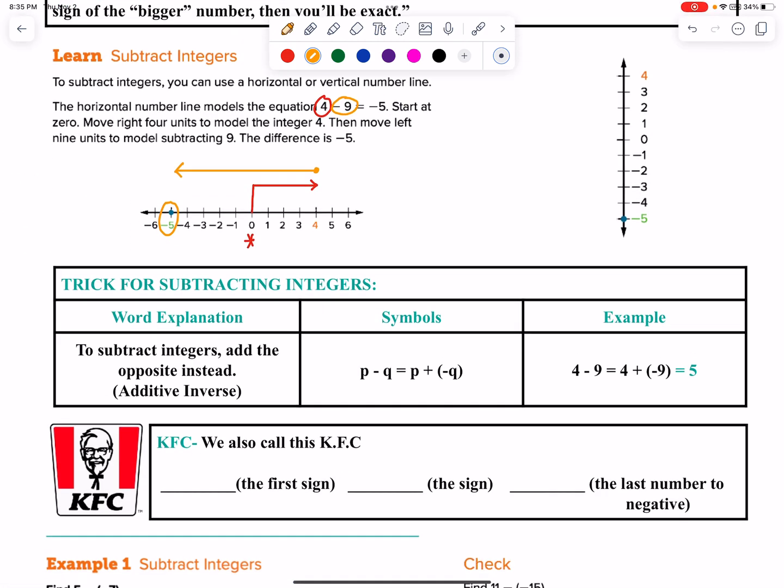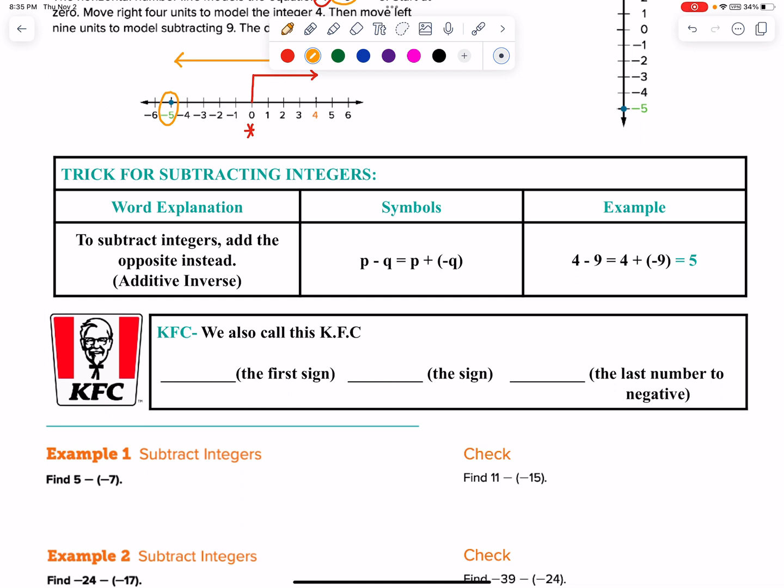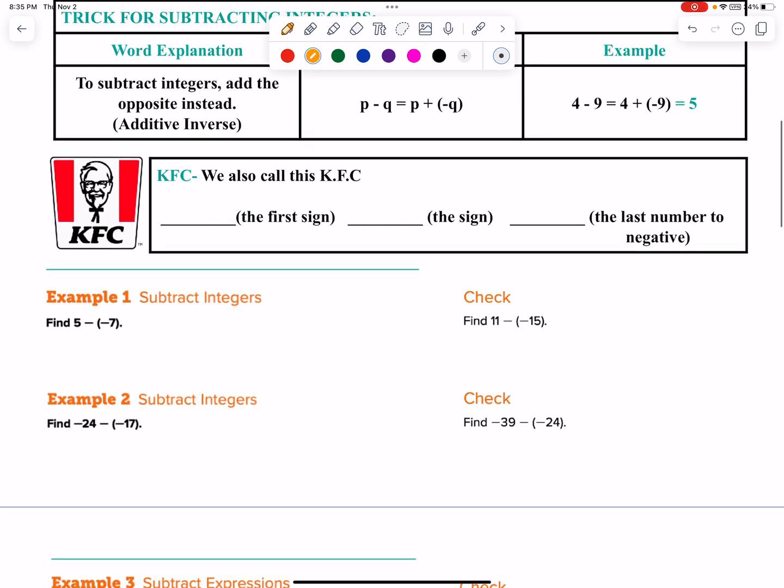All right, so we're going to do the additive inverse, which means add the opposite instead. When we're talking about opposite, we're talking about the opposite operation. So we also call this KFC. This is just the trick, the easier thing to remember.